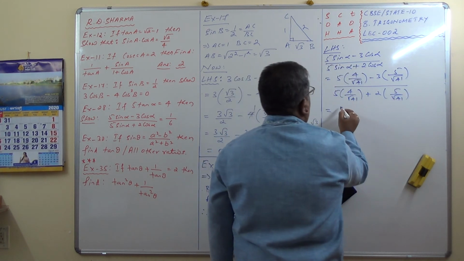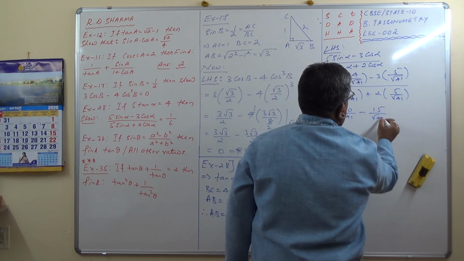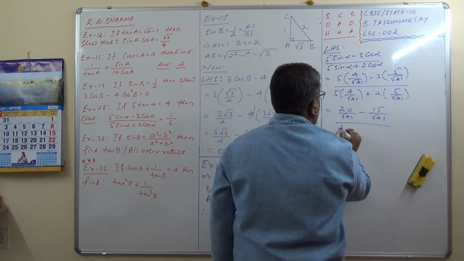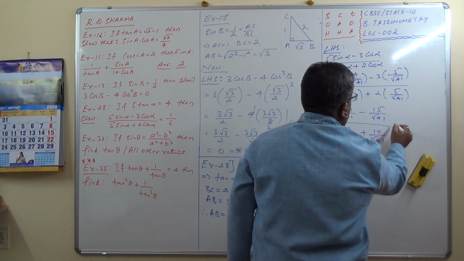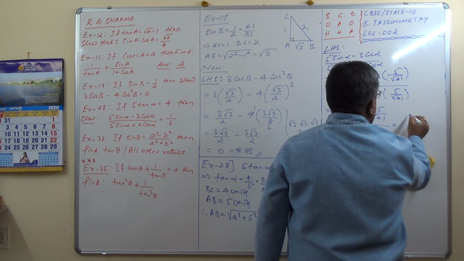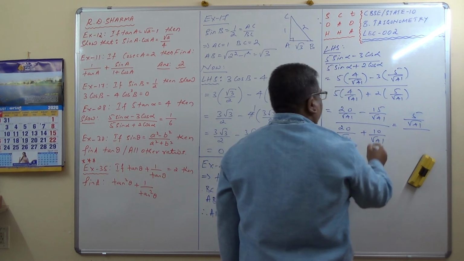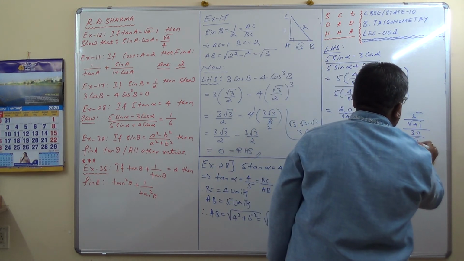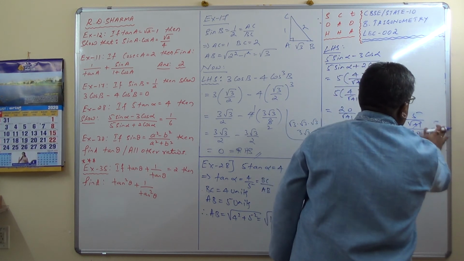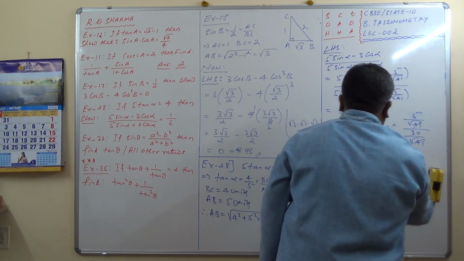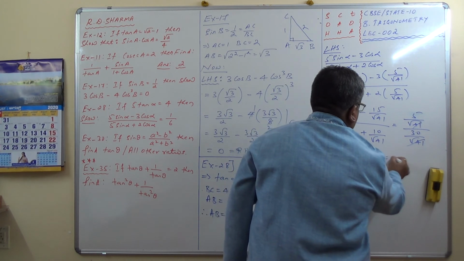So this equals 20 by root 41 minus 15 by root 41, the whole divided by 20 by root 41 plus 10 by root 41, which equals 20 minus 15, 5 divided by root 41, divided by 20 plus 10, 30 divided by root 41. So this equals 5 by 30, which is 1 by 6, which is the RHS.